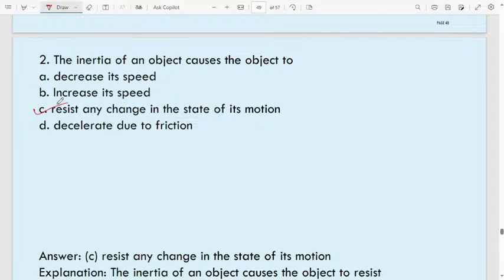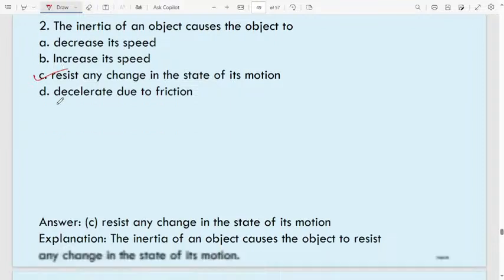The correct answer: the inertia of an object causes the object to resist any change in the state of its motion. The word inertia itself indicates the object will stay at rest. To overcome the inertia, you need some force. Without applying any force, the object will not come out of inertia. It resists any change in the state of its motion.